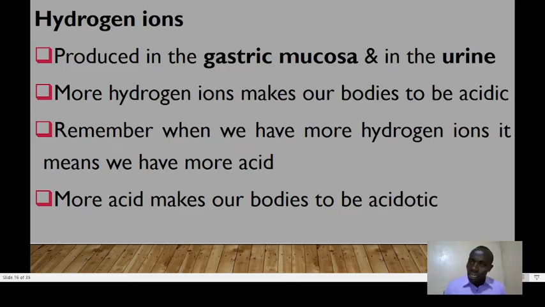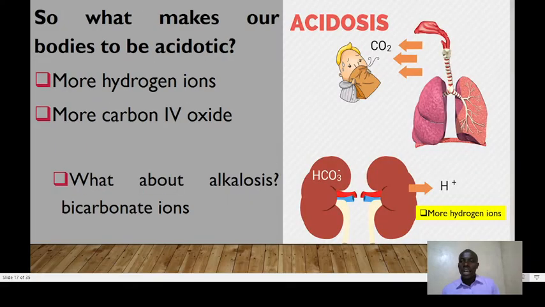The other component that plays a big part is the hydrogen ions. Hydrogen ions are normally produced in the gastric mucosa and in urine. So remember, when you have more hydrogen ions, they make our bodies more acidic. When you have more hydrogen ions, it means we have more acid, and more acid makes our bodies more acidotic.